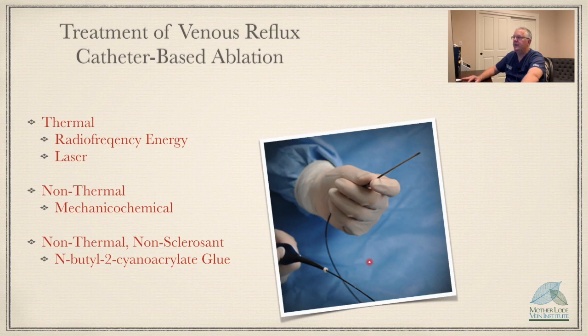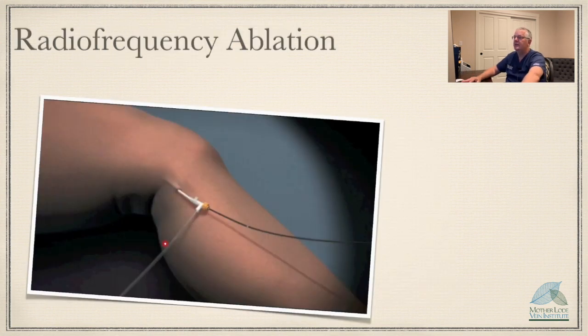So this is the vein map, and this is how we treat venous refluxes. We use either thermal techniques with either microwave energy or radiofrequency energy, or laser, which is a light energy. So there's heat energy ways to do it, and there's non-thermal ways, like mechanical chemical catheter that can be used. We also use glue sometimes to actually just glue the vein closed as well. So there's lots of different ways to close down veins.